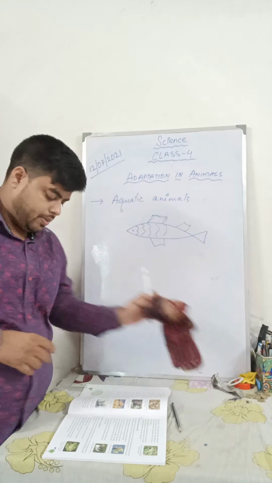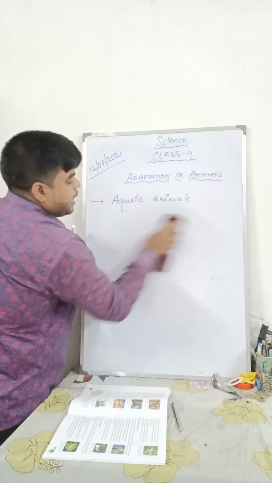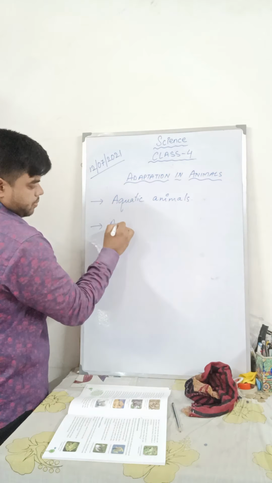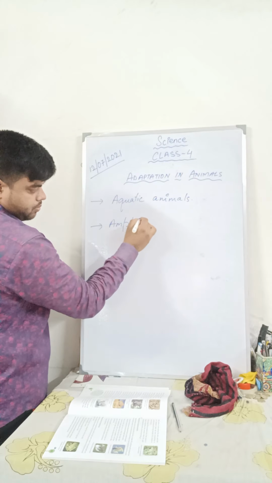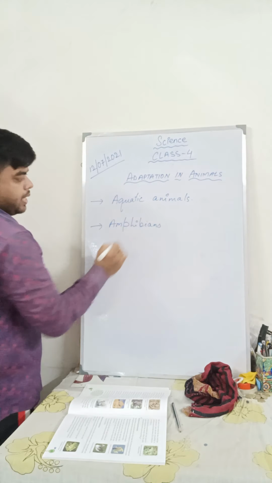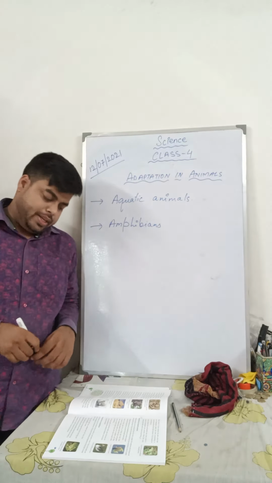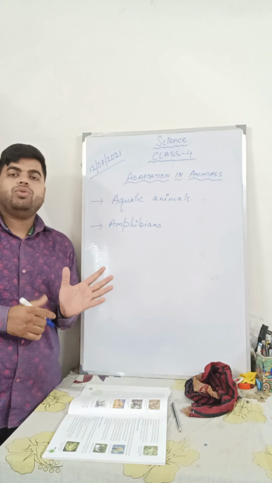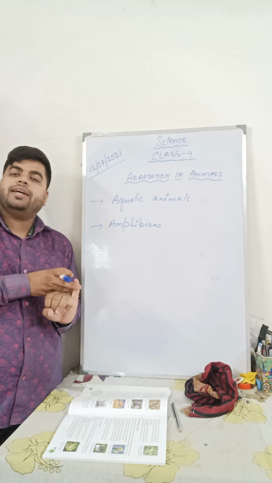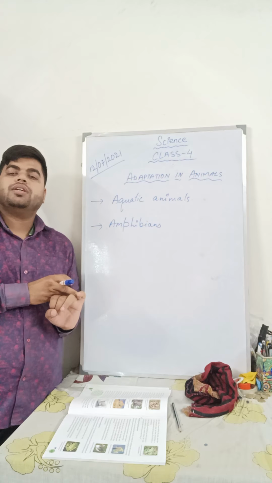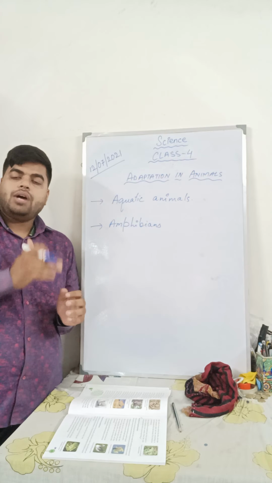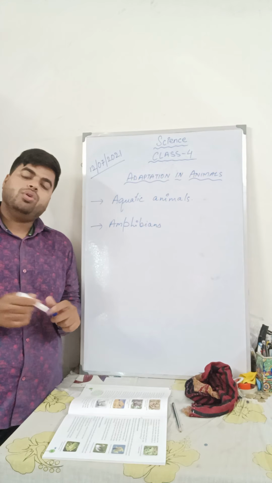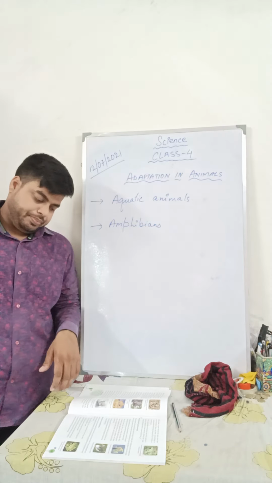Now next is the adaptation, that means the changes, in amphibians. Amphibians are animals that live both on land as well as in water. So far we have seen the adaptation in the animals that live on land, and the adaptation of the animals that live in water. Now we will see the adaptation, the changes, in animals that live both in water as well as land.